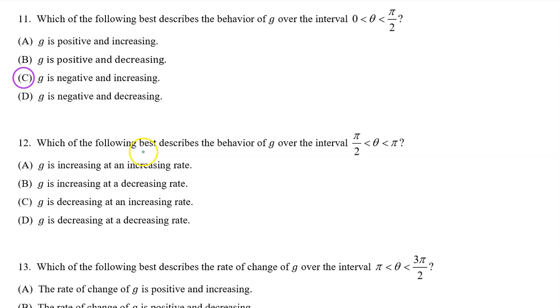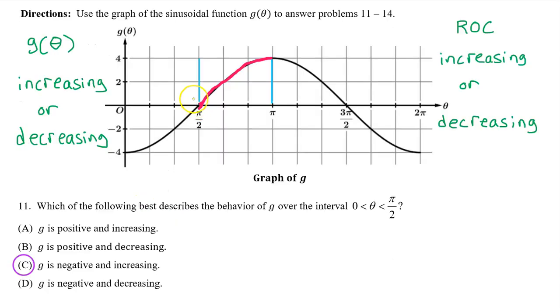Number 12. Which of the following best describes the behavior of g over the interval from pi over 2 to pi? Is g increasing or decreasing? And is the rate of change of g increasing or decreasing? I've highlighted the interval from pi over 2 to pi. First of all, is g of theta increasing or decreasing? It's clearly increasing. You can see that the values are rising from left to right. So g of theta is increasing on this interval.